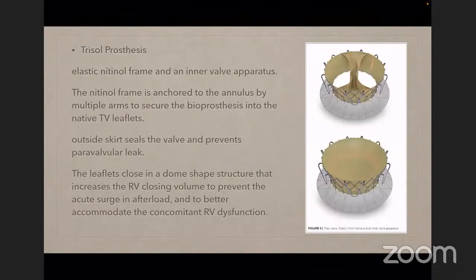The second type is the TRISOL prosthesis. It's an elastic nitinol frame with an inner valve apparatus. The frame is anchored to the annulus by multiple arms to secure the bioprosthesis onto the native tricuspid valve leaflets. An outside skirt seals the valve and prevents paravalvular leak. The leaflets close in a dome-shaped structure that increases the right ventricle closing volume to prevent the acute surge in afterload and to better accommodate the concomitant right ventricle dysfunction.